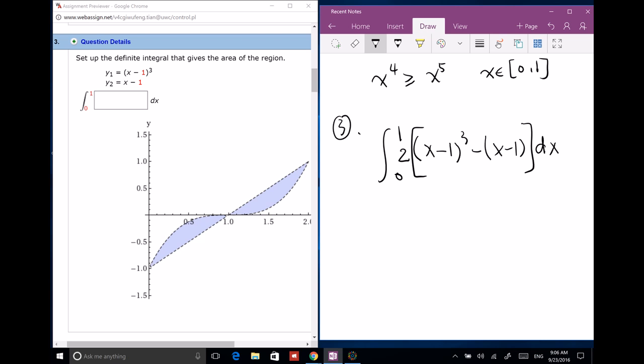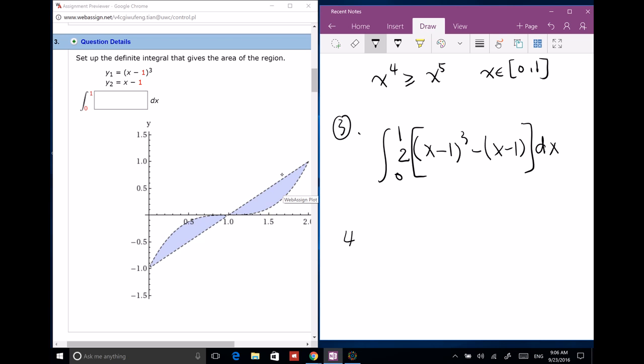Yeah. Okay. What you said was right as well. You said to add another one from 1 to 2, the line equation minus the cubic equation. You can see that, because the other one is on top. But since these two areas are exactly the same, you can just double them.